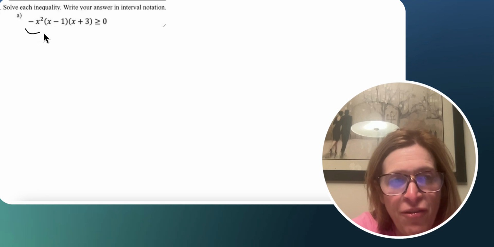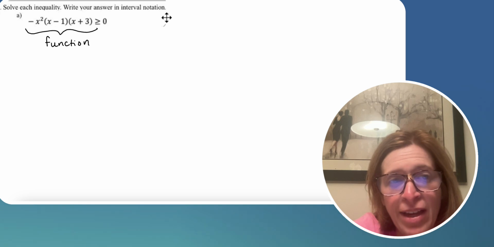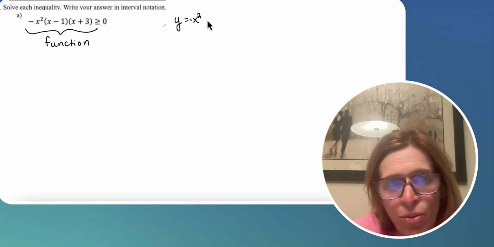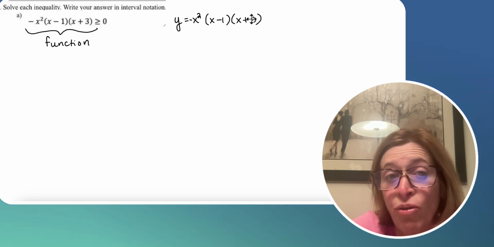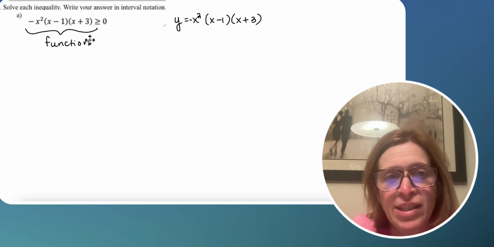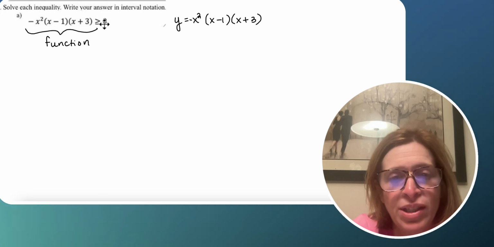So this is a function, okay? And if I wrote that function like this, negative x squared times x minus 1, x plus 3, it represents a graph. So in this case, though, it represents an inequality. It's asking, where is this function, where is y greater than or equal to 0?